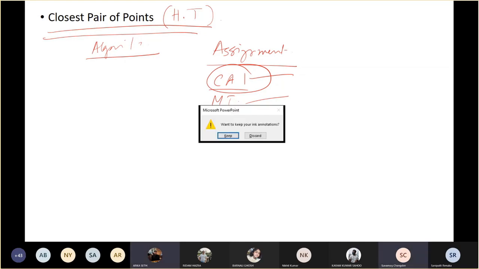Sir, can you explain a bit what we have to do in the closest pair of points? No, I will not explain anything. You have to find it from the book or any material. I will suggest reading the book. Don't study from the website or any document that is available.